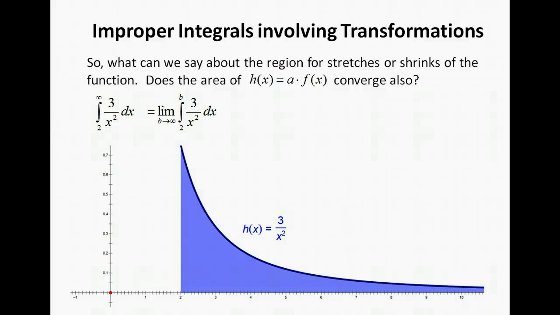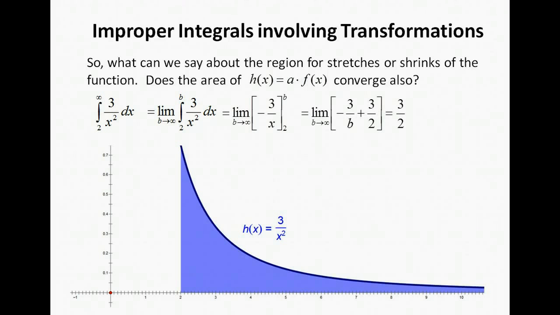Let's go ahead and integrate as we normally would. So we have negative 3 over x, and we're going to take the limit as b goes to infinity and use 2 and b as our endpoints of integration. By plugging in, we ended up with 3/2. Well, we know that the limit as b goes to infinity of negative 3 over b is just 0. So it is 3/2. And what you should notice is that 3/2 is really 3 times 1/2, 1/2 being the area that we got for the original graph of 1 over x squared. So by multiplying the function by 3, we've also multiplied the area by 3.